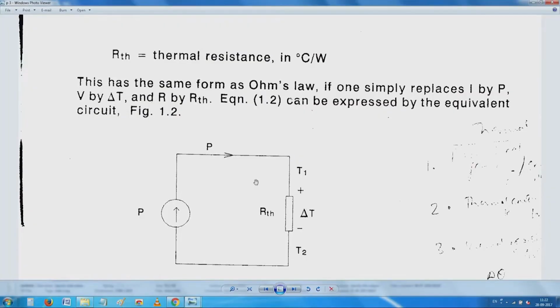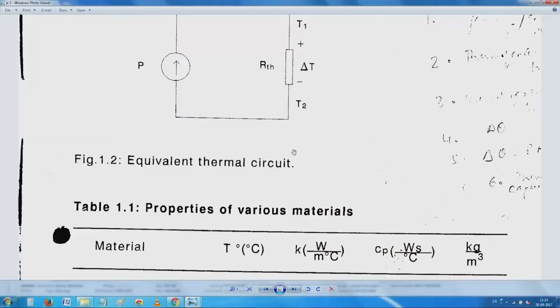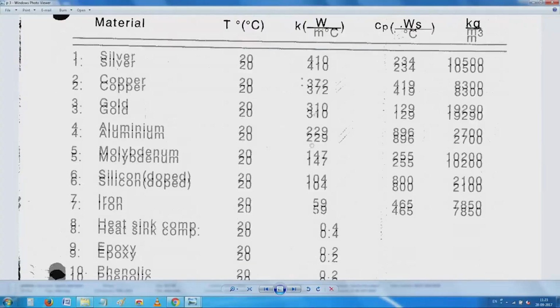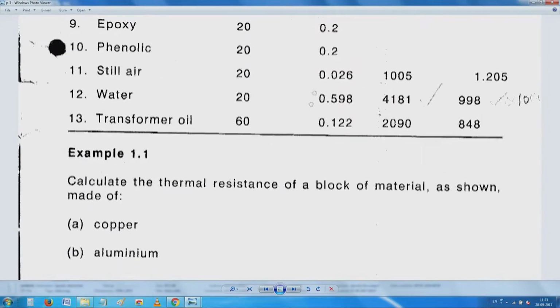This is what I was telling you, reading it out. Same form as Ohm's law, one simply replaces current by power, and voltage by the temperature difference. Then the thermal resistance is equivalent to the thing which is shown by L by K into A, which can be expressed by the equivalent circuit like this. So, it is possible for us to now start working on this example.